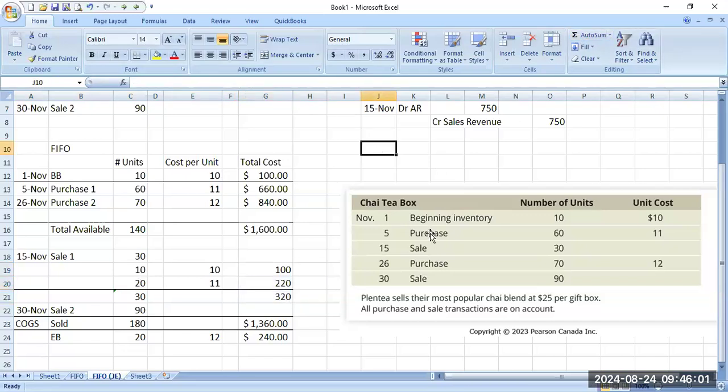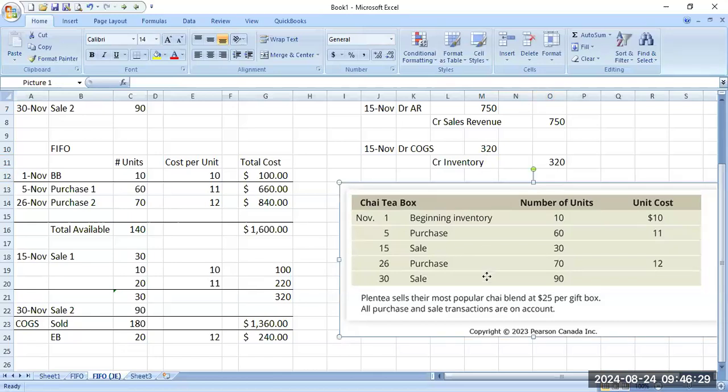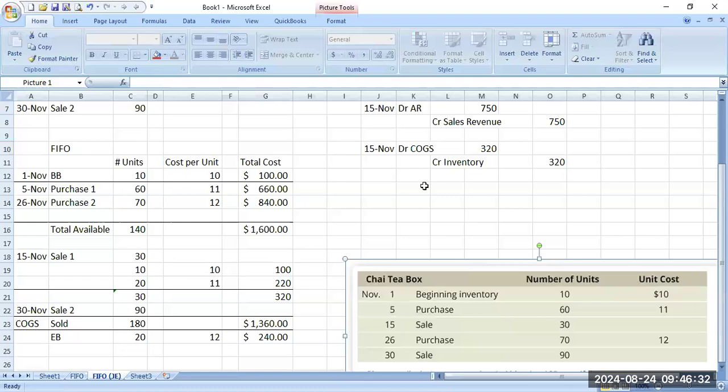So here we're going to do the second entry, which is November 15th. Debit cost of goods sold for the amount of $320, and credit our inventory, which goes down by the same amount. And that's how we record the first sales transaction.